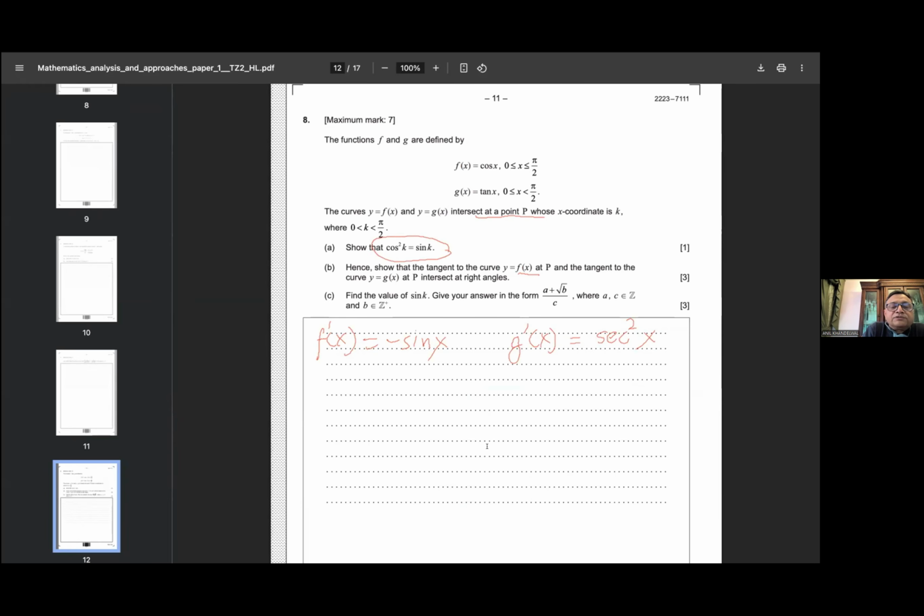So we know the x value is k at P. So P is some point which is k, and we don't know the y value. Let me write f of k, right? So at this point, the derivative will be minus sine k, and the derivative for the other function will be, let me write k itself.